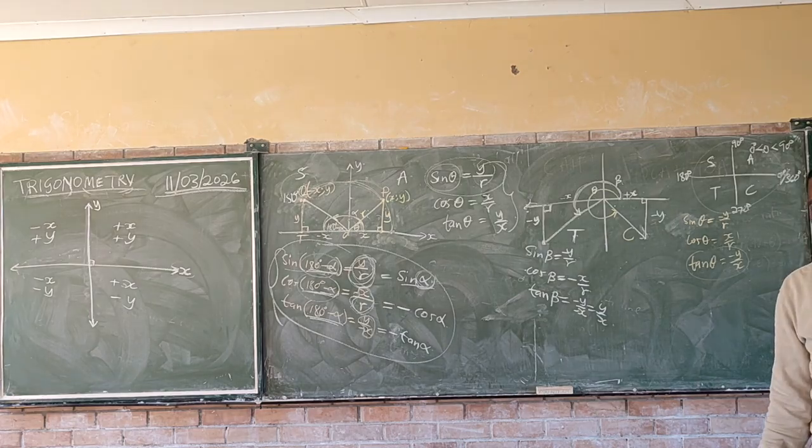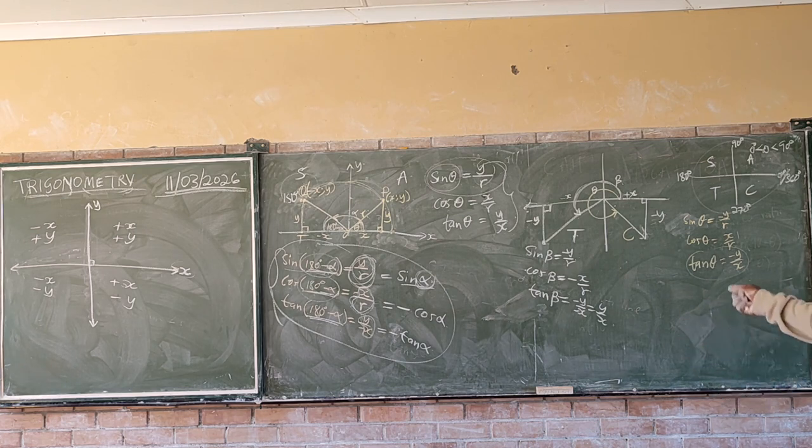You also get positive. Now let's go to the second quadrant. Pick any number in the second quadrant, which will obviously be between 90 and 180.